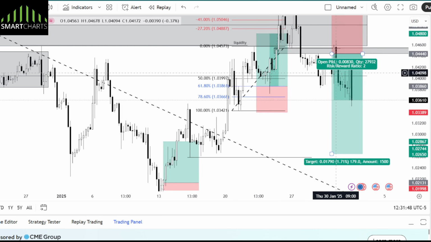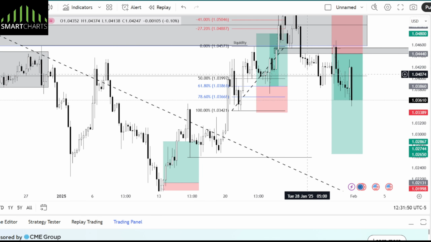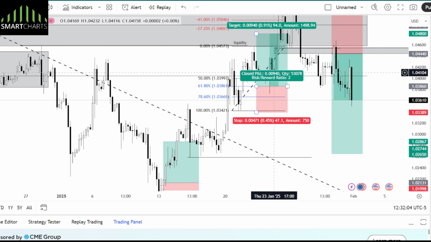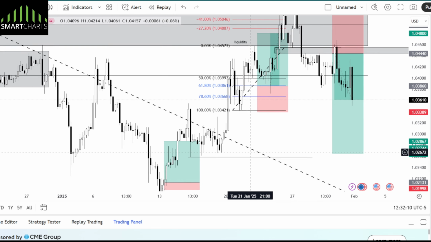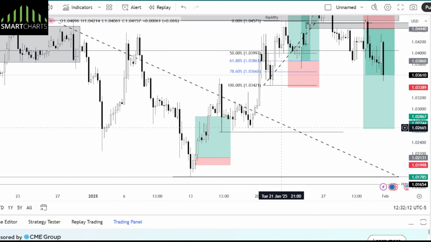This entry, you can call it a change of character type of entry that is in confluence with your optimal trade entry zone and higher time frame analysis. This entry is just a 4-hour time frame entry where you are trying to capitalize on small moves. Okay, now let's continue.